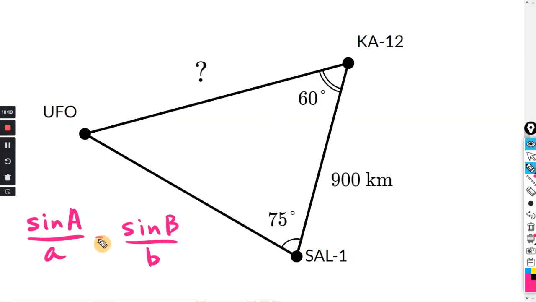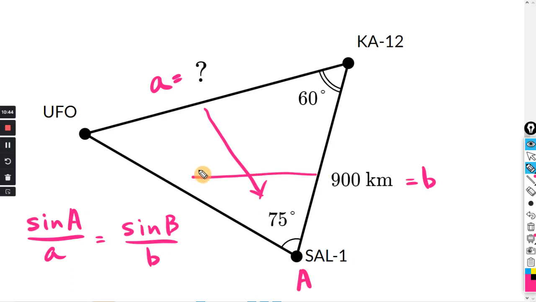Now let's see. We want the side lengths across from the angles. So since we have two side lengths, I will let this side equal A, and I will let this side equal B. All right, and now we just go across. Across from A, that has to be capital A. Across from B, I'm sorry, we're going side to angle, not side to side. Side to angle. Across from B, that has to be angle B.